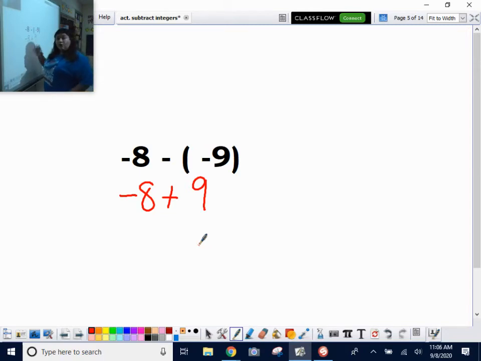So we're going to subtract the 2. Okay, so 9 minus 8 is 1. I have 8 negatives versus 9 positives. I'm going to have definitely more positives left over. Okay, so your answer here is a 1. All right, let's go to the next one.